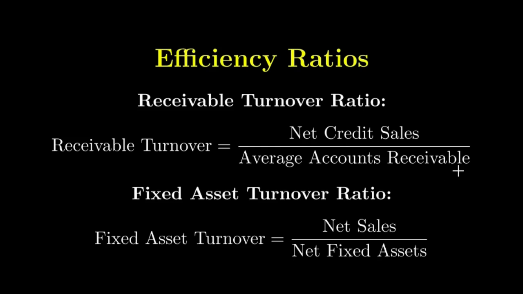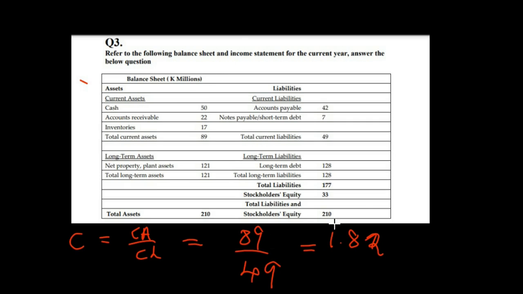So next we can try to find the receivable turnover ratio. We need the net credit sales, then we divide by the average accounts receivable. I think we'll make a video on this one. And then for the fixed asset turnover ratio, we need the net sales divided by the net fixed assets. The net fixed assets are the property, machinery, and all the fixed assets that the company has when it comes to productivity, and then we divide into the net sales.